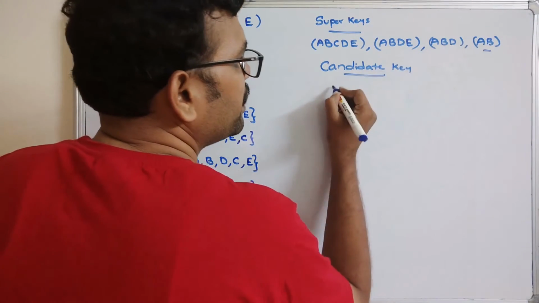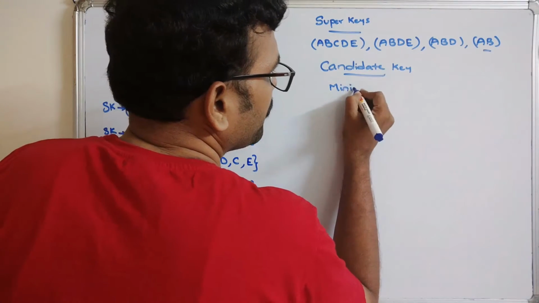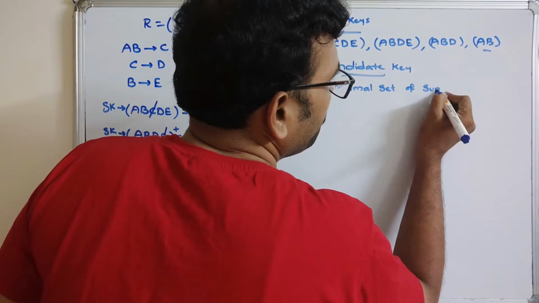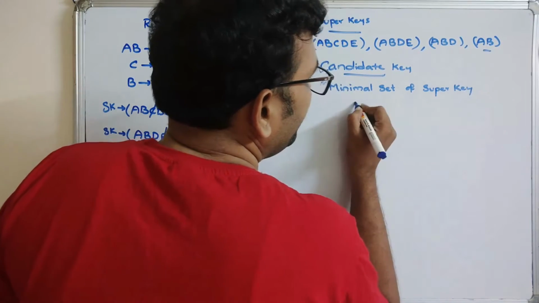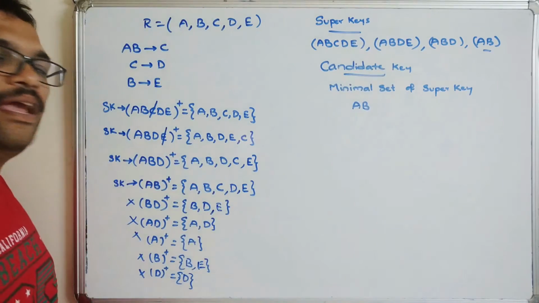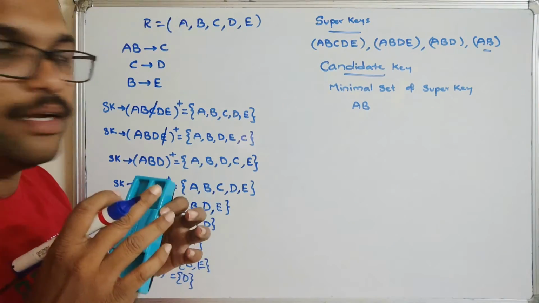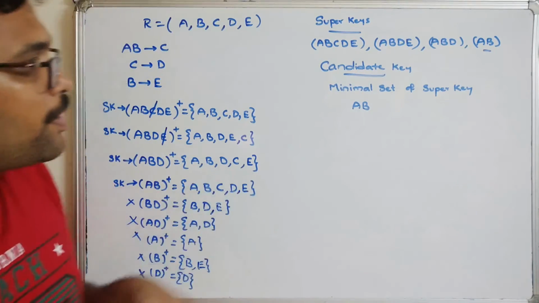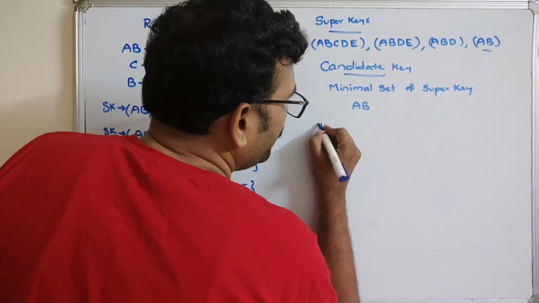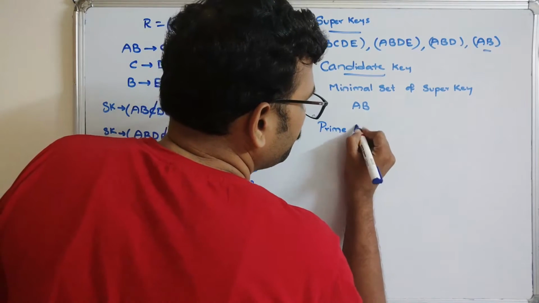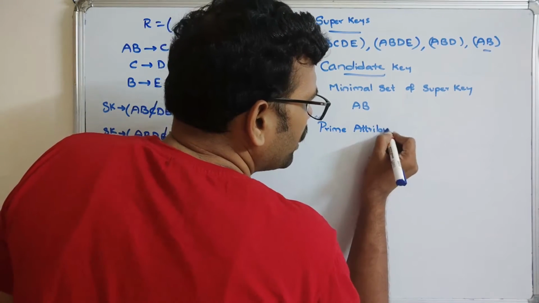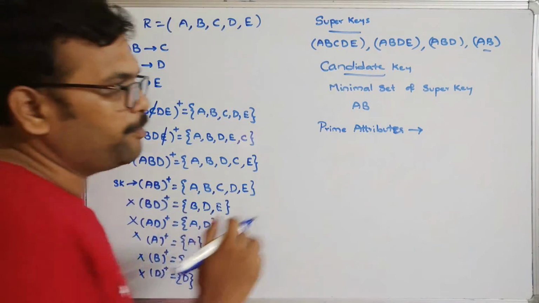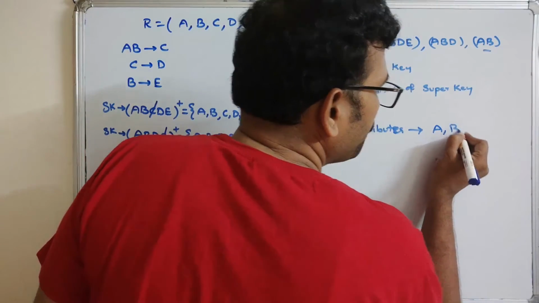So candidate key is a minimal set of super key. So AB is a candidate key. We can't tell that AB itself is the only candidate key for this given relation. So from this, what we have to do? We have to find out the prime attributes. So what are the prime attributes? The attributes which are involved in the candidate key are the prime attributes. So here A comma B are the prime attributes.